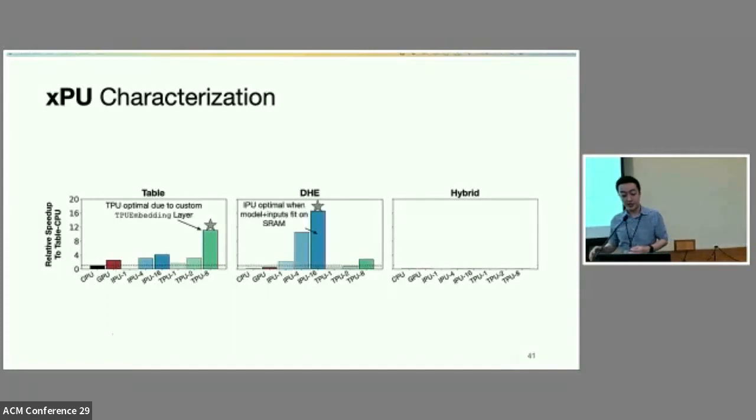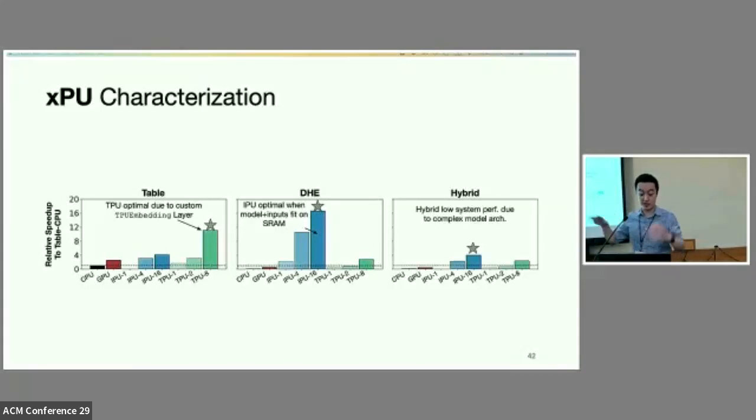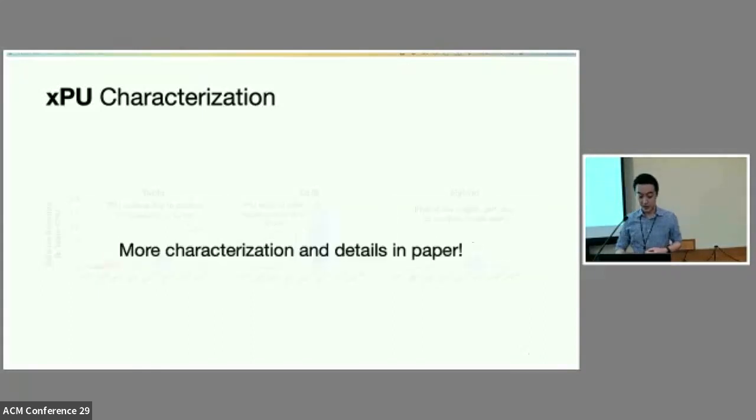And for DHE, the small compute representation, we see that IPUs offer the best acceleration. This is because DHE models are tiny and really fit onto IPU local memory. And again, the hybrid execution path, which uses both, is somewhere in between table and DHE, as it just uses a lot of resources. For more characterization, especially on energy efficiency, see the paper.